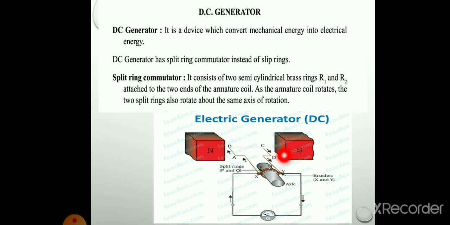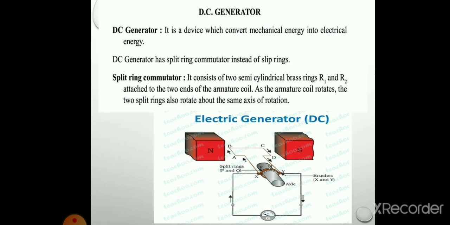The DC generator is a device which converts mechanical energy into electrical energy, and here the DC generator has a split ring commutator instead of slip rings. Here the split rings have been interchanged. So what is a split ring commutator? It consists of two semi brass rings R1 and R2 which are attached to the two ends of the armature coil, and as the armature coil rotates, the two split rings also rotate about the same axis of rotation. Along with this coil, the rings are also going to rotate.